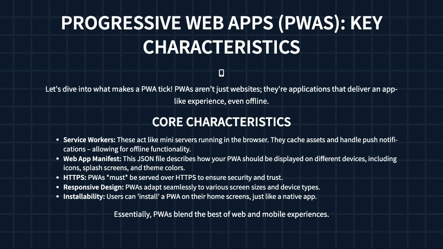Okay, so when we talk about PWAs, it's really important to understand what distinguishes them from regular websites. The key is that they're designed to feel more like native apps. They achieve this through a few core components. First, there are service workers. These clever bits of code act like mini servers right inside your browser, letting you cache content and even work offline. Next up, we've got the web app manifest. Think of it as instructions for how your PWA should look on different devices: icons, splash screens, theme colors, all defined in a JSON file.